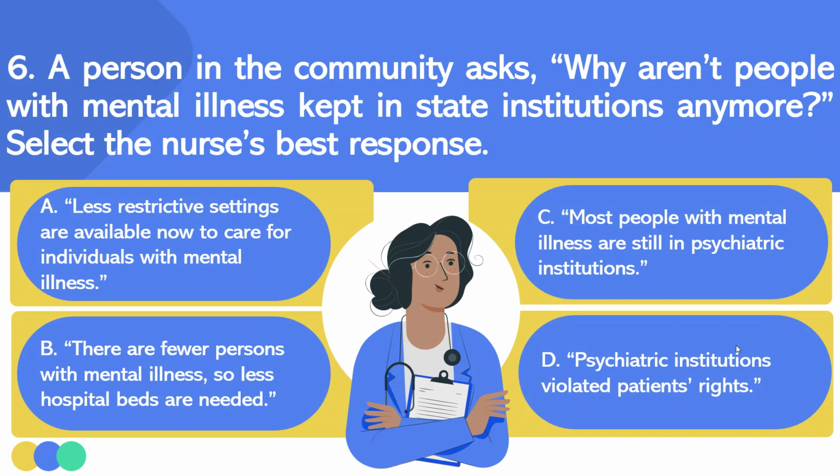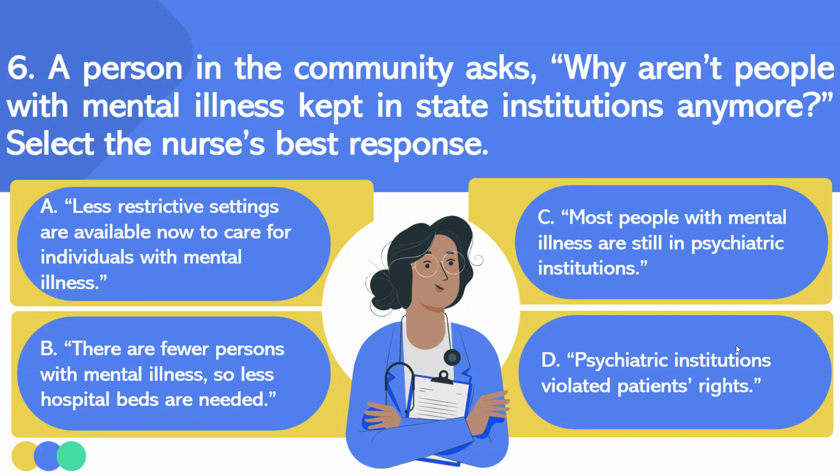Of course, eliminate letter D immediately, because it is not part of the responsibilities of psychiatric institutions to violate patients' rights, because we are still going to uphold their rights even if they're mentally incapacitated. And then letter C is eliminated also because that is absolute. The word most makes it absolute, that they are still in the psychiatric institution, because most of them are being given the opportunity to live outside of the facility.